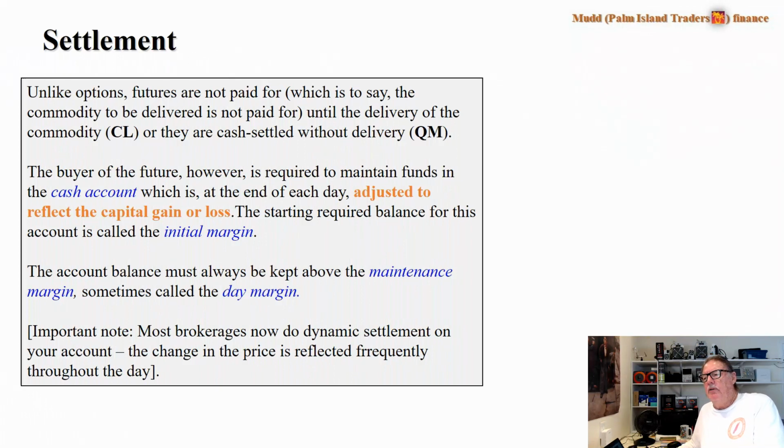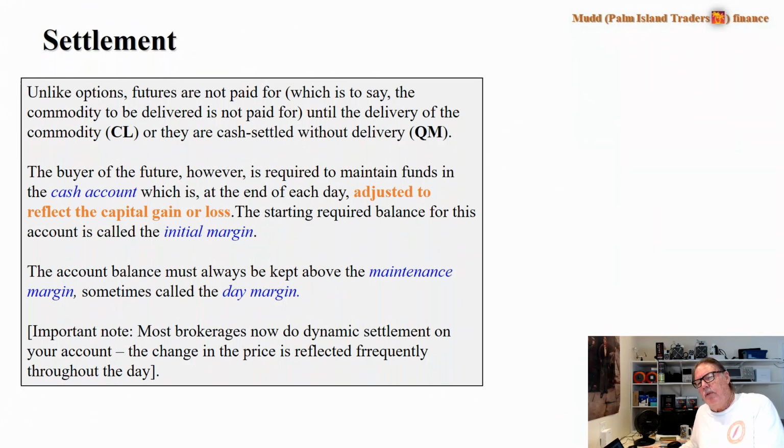Now, even though for years and years I've written out that the settlement is at the end of the day, and it technically actually still is, most brokers now do dynamic settlement on your account, which is to say periodically throughout the day, they upgrade the cash account or downgrade the cash account based upon your position as it goes through the day. It's not continuous, at least not at Interactive Brokers. In fact, I've never quite figured out the timing on it exactly. It seems to be about every 15 minutes or so that they update it.